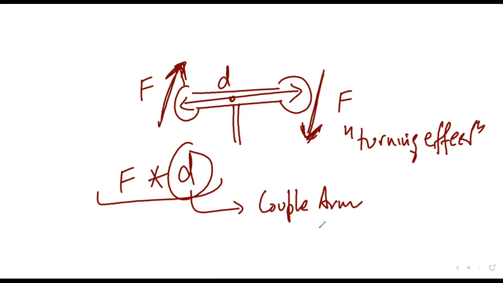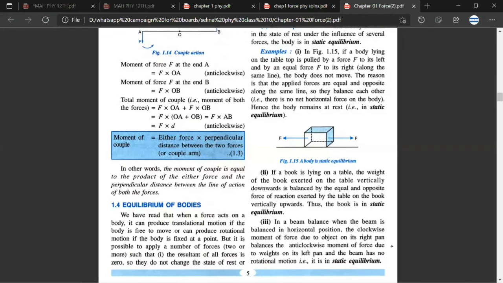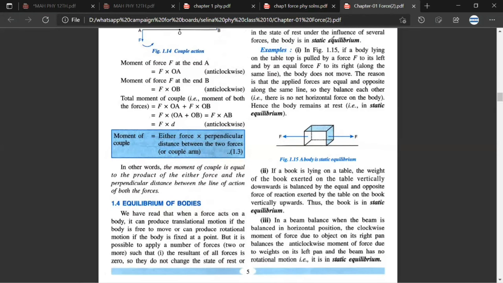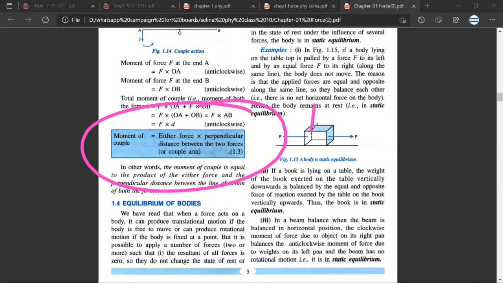So it's a pretty simple question. This is a formula that we apply. And now let us look at the solution.